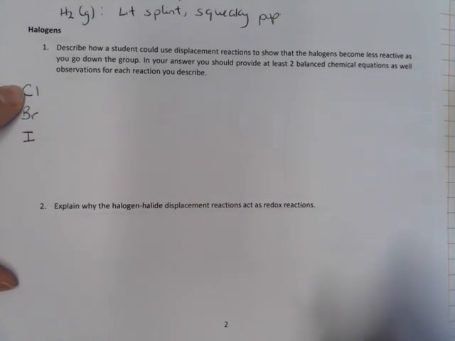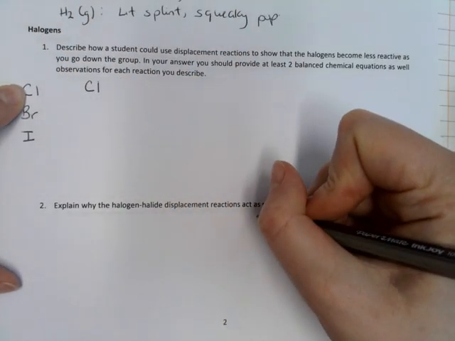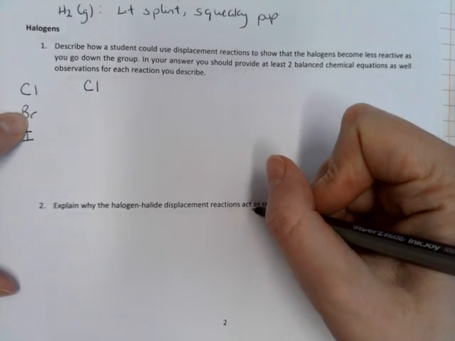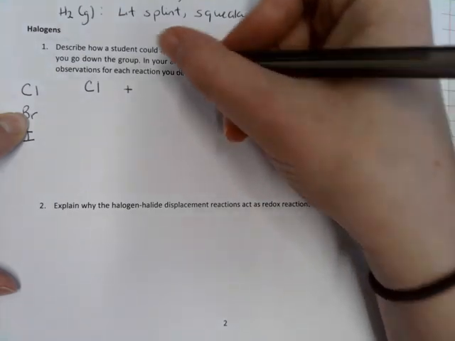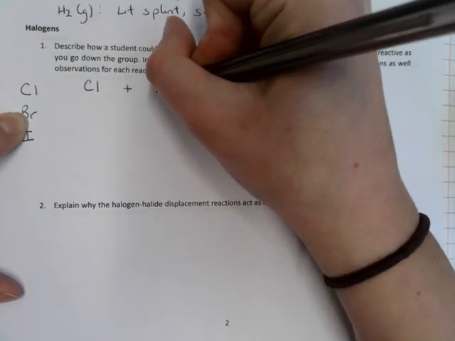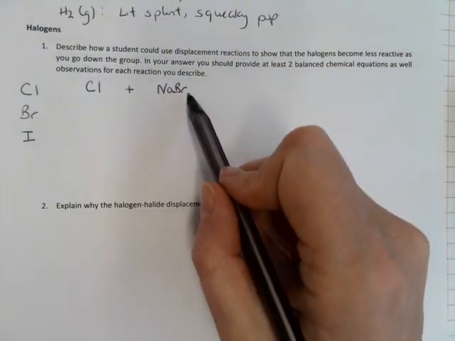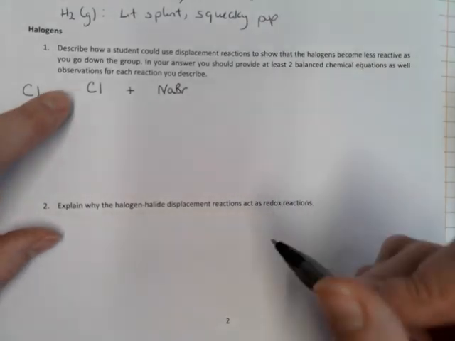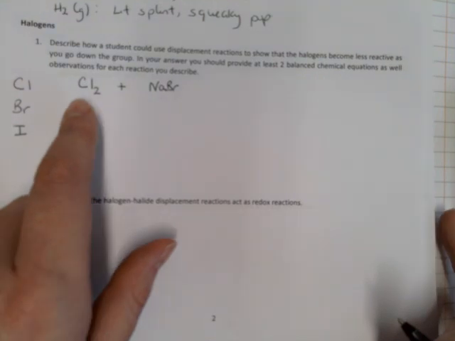Okay, so if I want to prove that chlorine's more reactive than bromine, then chlorine has to be by itself and bromine needs to be bonded to something, and typically we will bond it to a group 1 metal. So I'm going to take sodium. So sodium and bromine are bonded together. Sodium's +1, bromine's -1, so that's my sodium bromide. And I need to remember that chlorine by itself is diatomic. So I'm going to take chlorine and I'm going to react it with sodium bromide.